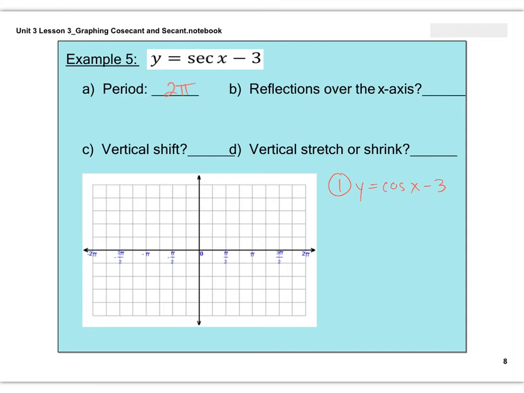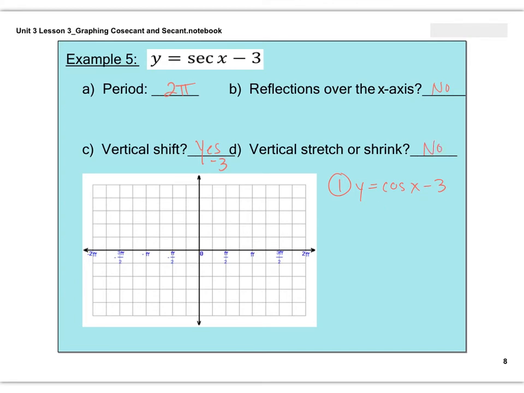Does it reflect over the x-axis? No, because the number in front of the cosine is just a 1, it's not negative, so it's not going to reflect. Is there a vertical shift? Yes, there is a minus 3 back there, and that minus 3 is going to shift the whole graph down 3. So yes, minus 3. Is there a vertical stretch or shrink? No, because the amplitude was just 1, so there's no vertical stretch or shrink.